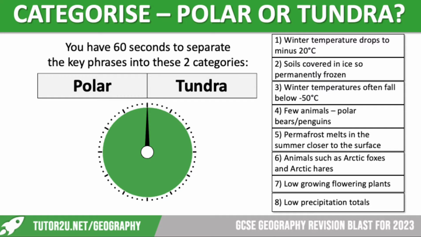Well, the polar regions are much, much more extreme. When we're talking about the polar regions, we are talking about the very, very far north and south of the globe. These are the coldest environments, and they are very dry as well. So there is not a huge amount of biodiversity. It's very difficult to live there. Whereas the tundra regions, again, life is challenging, but it is less extreme. So there are people living there. There is a high level of biodiversity. So I'm going to give you a minute to sort these 8 things into either polar or tundra. Good luck.